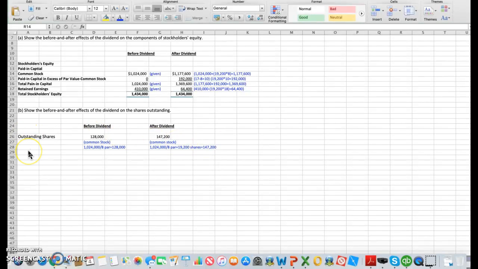For Part B, we're going to do outstanding shares. To find outstanding shares, we take the common stock divided by the $8 par, which gives us 128,000. For the after dividend, again, we take the common stock divided by the $8 par, plus the 19,200 shares, and we get 147,200.